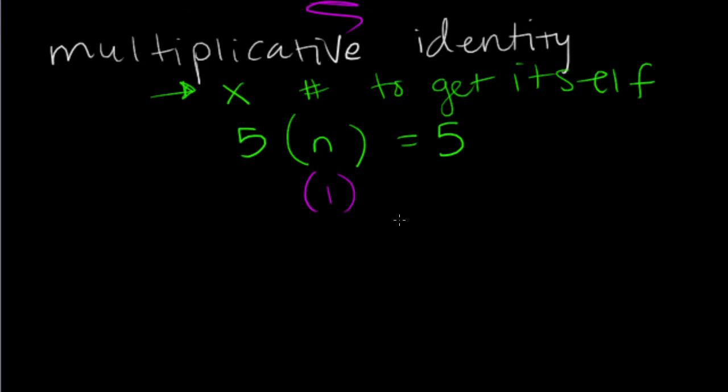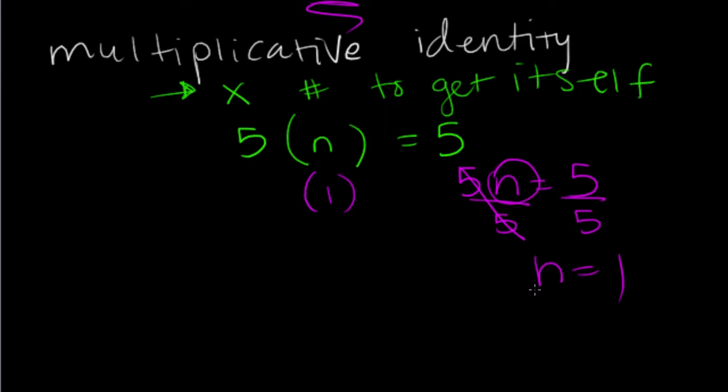But if you're not convinced, let's solve this algebraically. Say we have 5n equals 5, 5 times a number equals 5. If you divide by 5 on both sides to get the n by itself, and I'm going to go over this in the next lesson on solving equations, you get n equals 1. So that's proof enough, right?